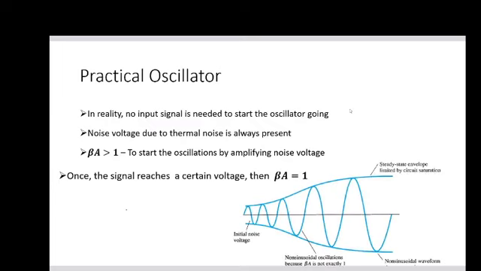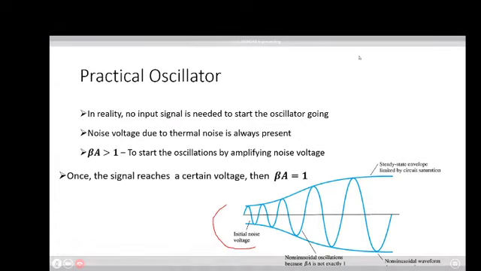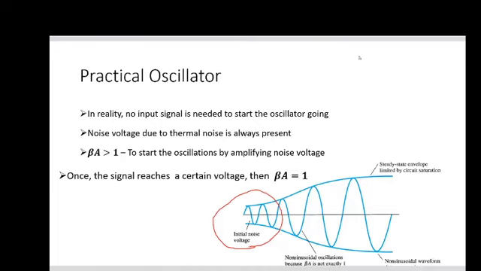Whatever I said right now, you can see here. Initially there is a noise voltage, a very small voltage that is useless by itself. We want to amplify this noise voltage. When beta A is set greater than 1, it slowly grows, and at a particular point we make beta A equal to 1, when we consider that this size of sine wave is enough.